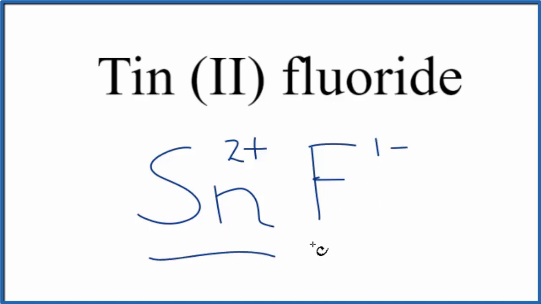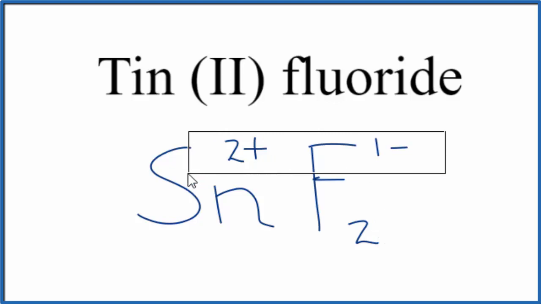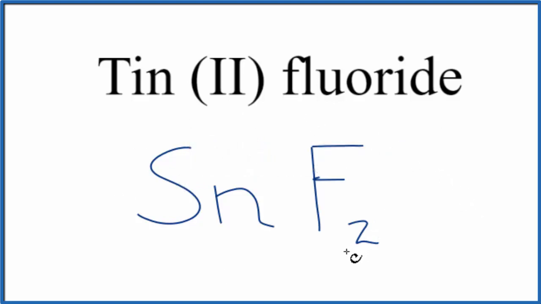Tin is a metal and fluorine's a nonmetal. So we have this ionic compound here. These charges, they need to balance. They need to give us a net charge of 0. If we had 2 of these fluorine atoms, 2 times 1-, that would be 2-. So 2-, 2+, that balances out. So this is the formula for tin(II) fluoride, SnF2.